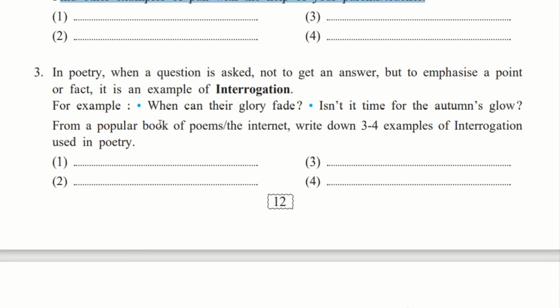For example, when can their glory fade? Isn't it time for the autumn's glow? From a popular book of poems or the internet, write down 3 to 4 examples of interrogation used in poetry.